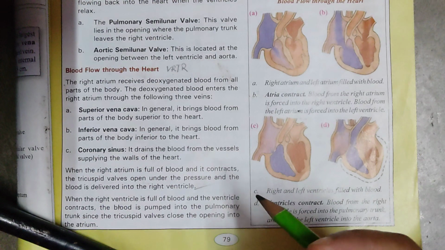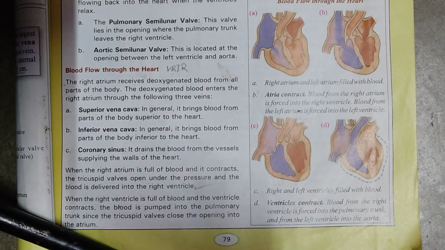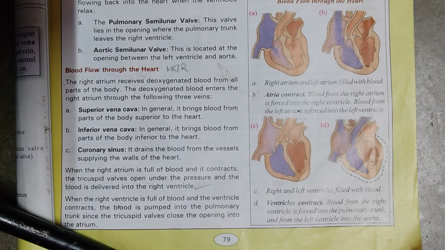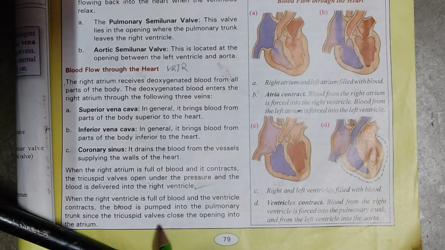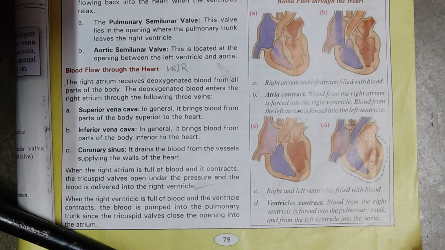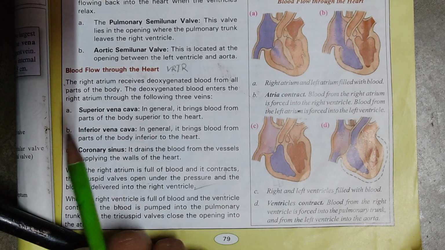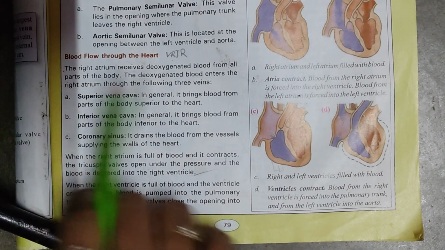See, the tricuspid valve now closes. It does not allow the ventricle to flow the blood back into the atrium. So now what happens? Now the main purpose happens: the ventricle contracts and it will pump, it will pressurize the blood to move through the pulmonary trunk. Where? To the body.